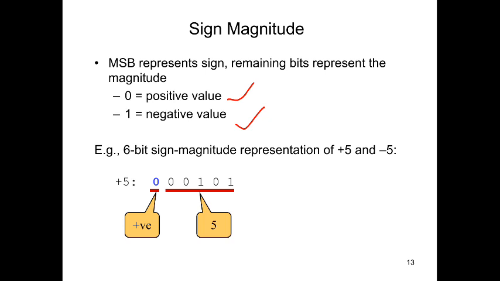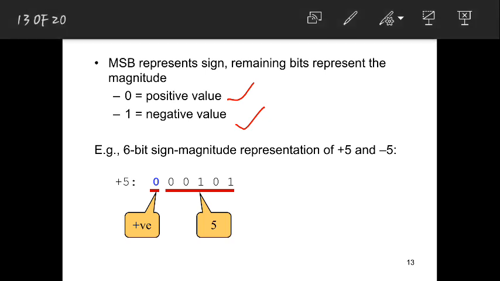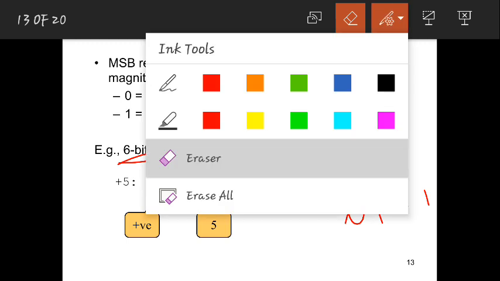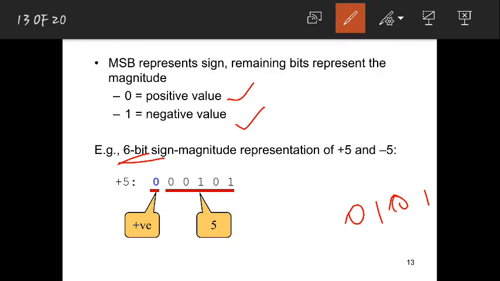For example, he has represented plus 5 and minus 5. You already know how to write 5. In terms of 6 bits you need to write 5. First of all, if you take 1, 2, 4, 8, 5 means you write 4 plus 1, 5. So 0, 0. This is the value for 5. 0, 1, 0, 1.